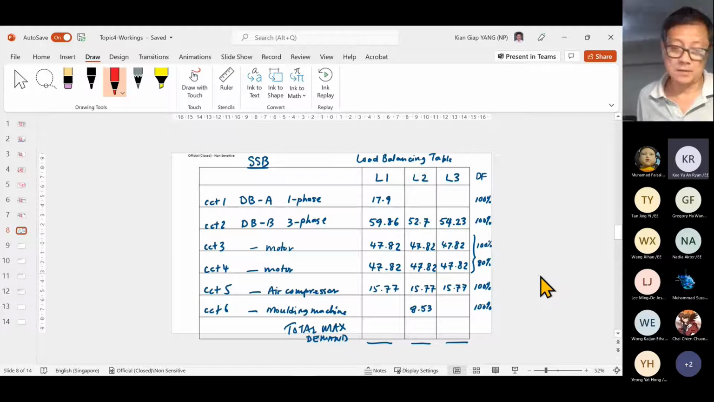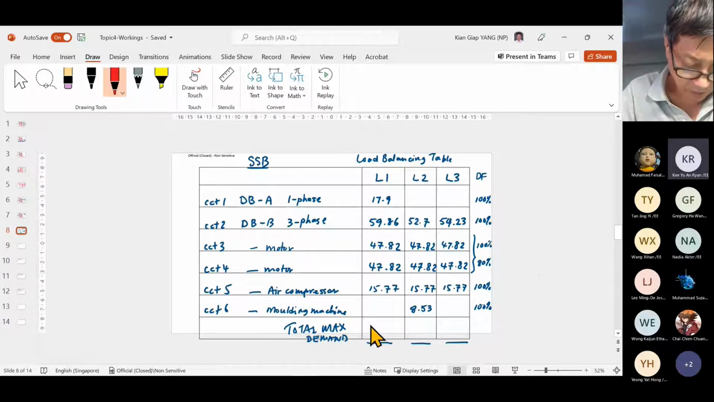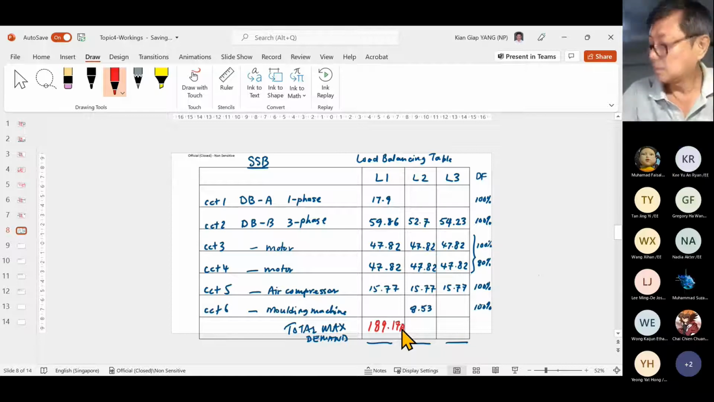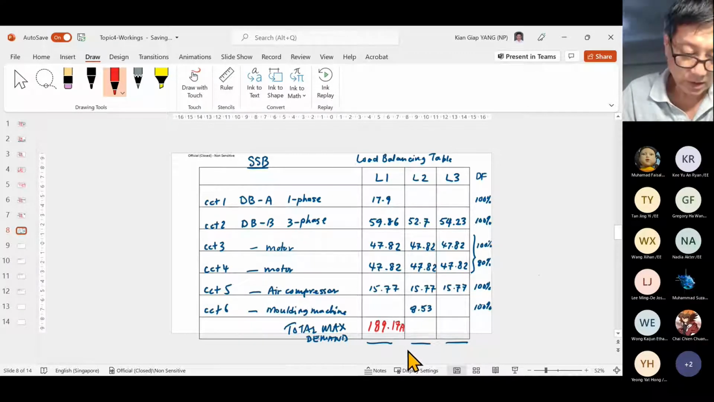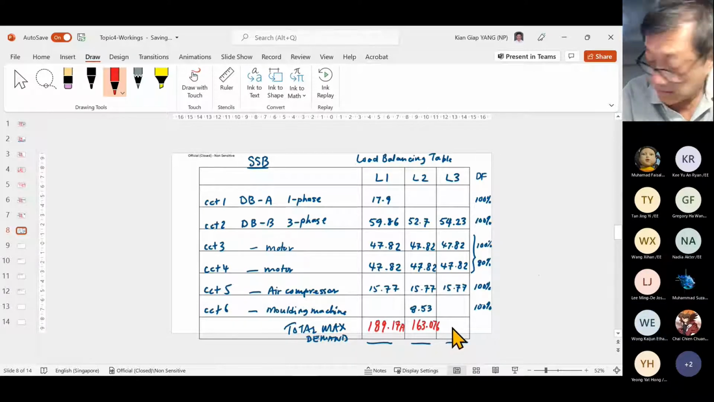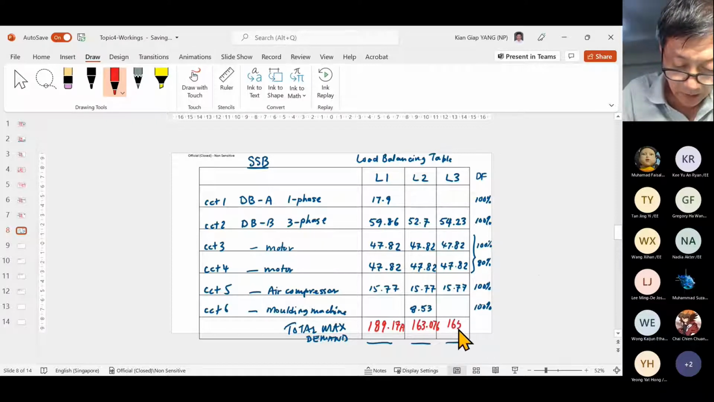L1, 189.17 ampere. Okay, thank you. 163.076. Which one? L2. 163.076. Okay. And the last one? 165.64. 165.64 ampere. You're including the diversity factor already.